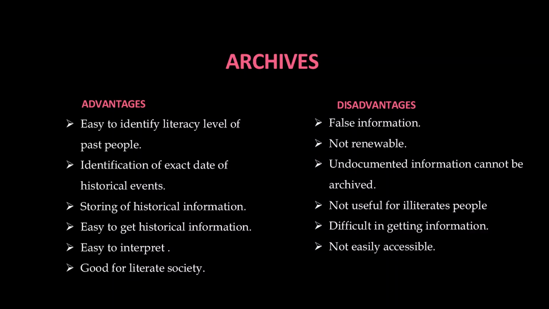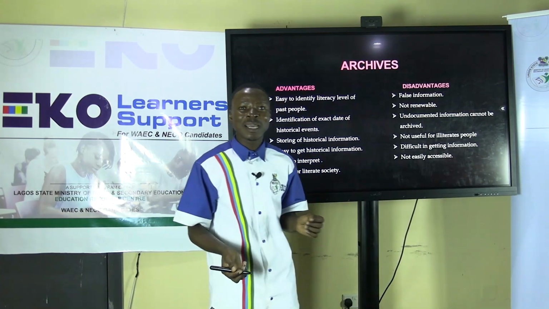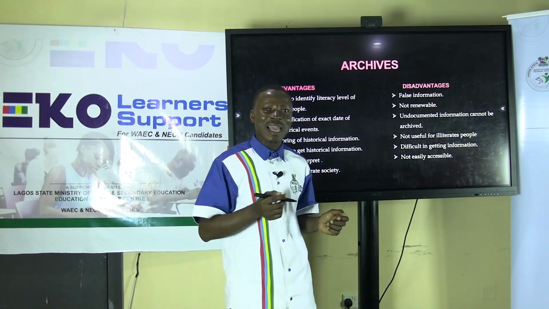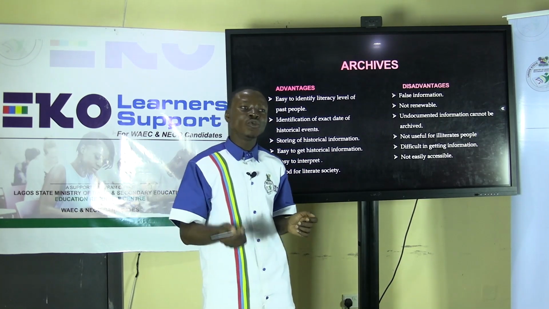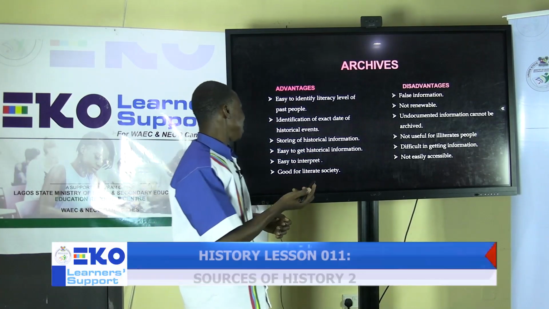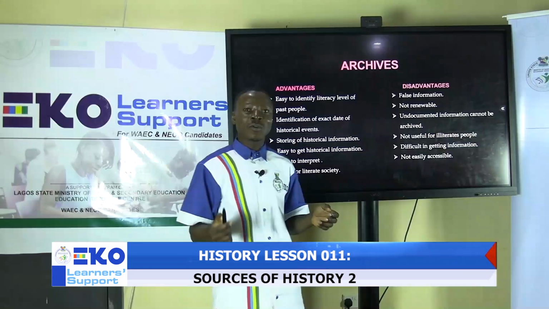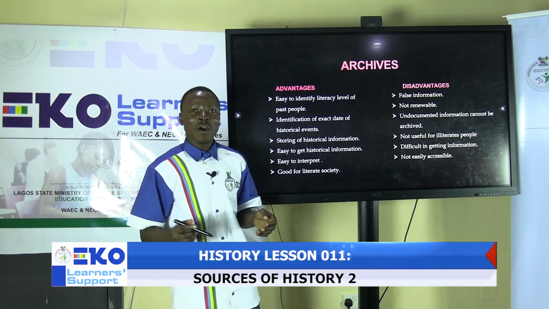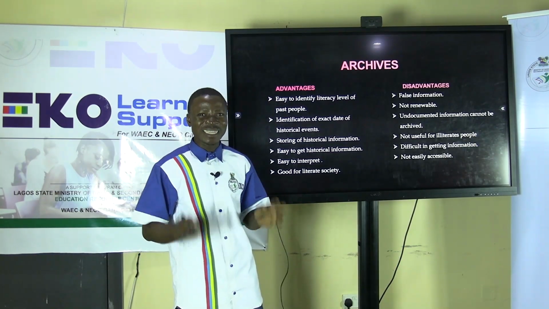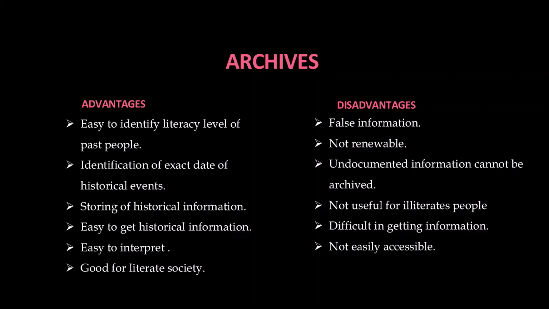Then identification of the exact date of a historical event. When we are looking at archival material, it shows the exact date of the event because it is written and documented. The exact day, month, and year an event happened are usually recorded and can easily be extracted from archival material. Then storing of historical information. Archives help in storing historical records and information because all these records are kept, properly arranged, and properly monitored.